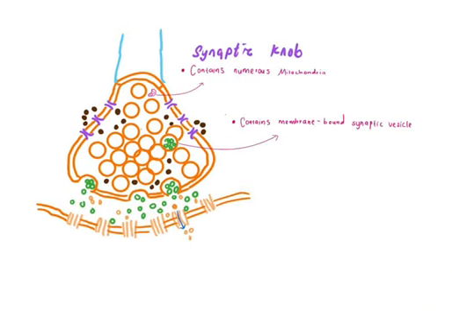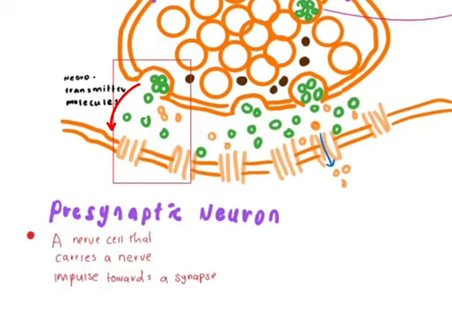The first one we look into is the synaptic knob, which contains numerous mitochondria that supply energy for the activities of neurons. Next, it also contains membrane-bound synaptic vesicles, which contain the neurotransmitter. The second one is the presynaptic neuron. As you can see, it is the nerve cell that carries a nerve impulse toward a synapse.